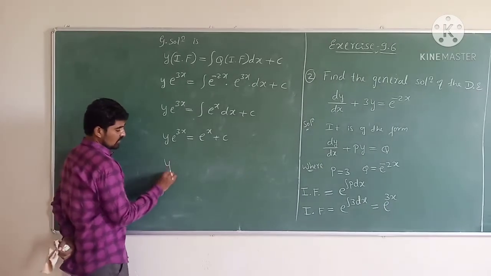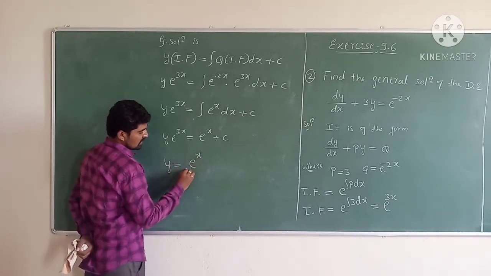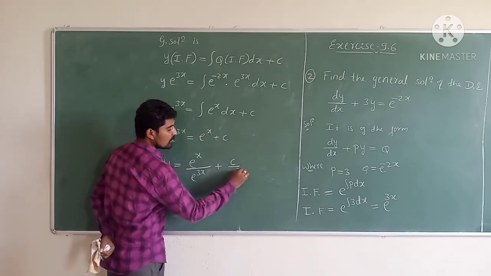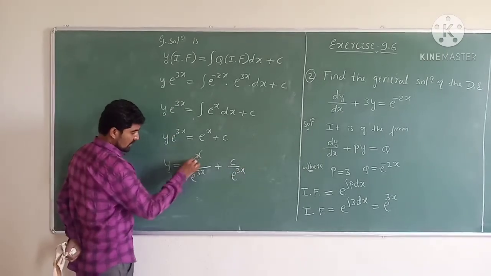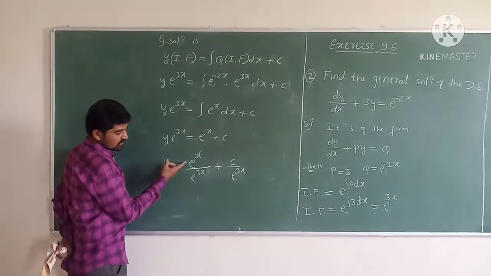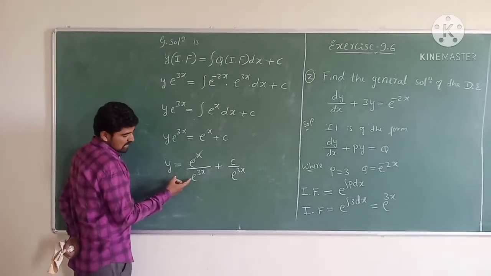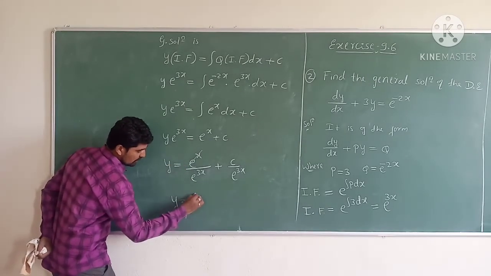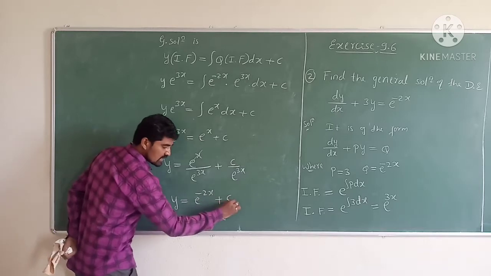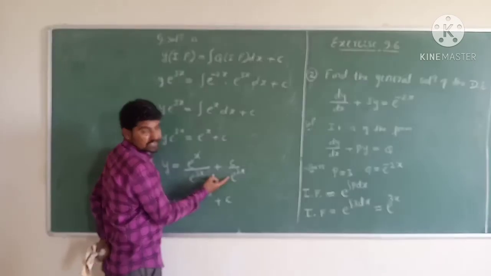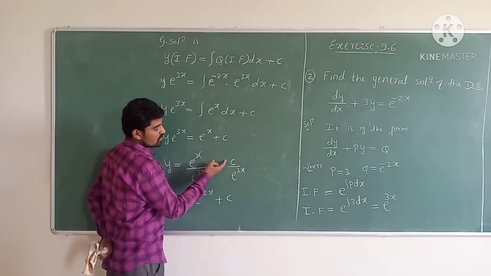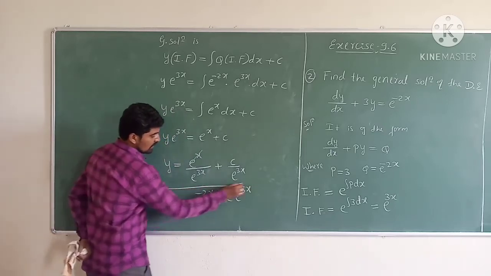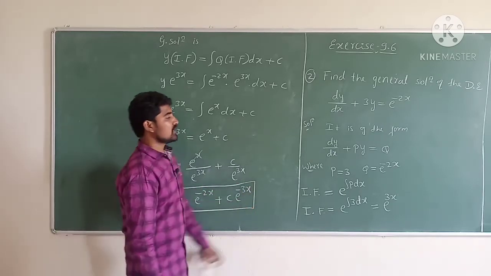Or the value of y is equal to e power x divided by e power 3x plus c divided by e power 3x. Now one e power x gets cancelled. The remaining is 1 divided by e power 2x. Shift this e power 2x to the numerator and we get y is equal to e power minus 2x plus c into 1 divided by e power 3x. Shift this e power 3x to the numerator and it becomes e power minus 3x. And this is the required general solution for the given differential equation.